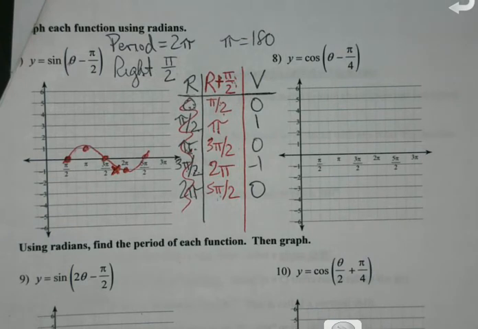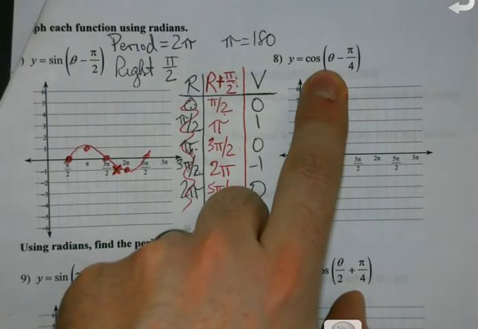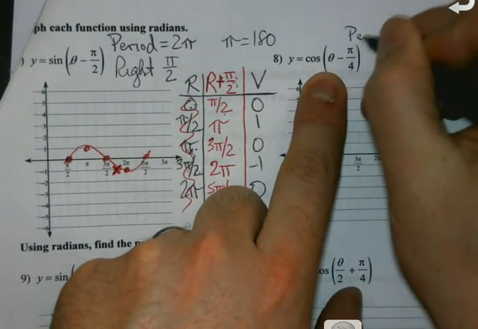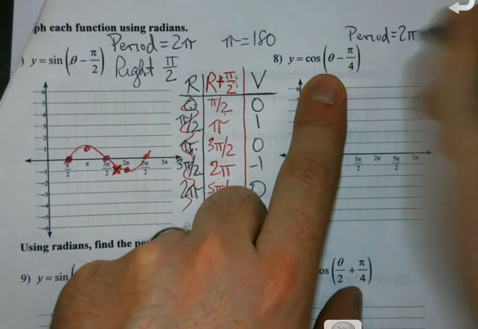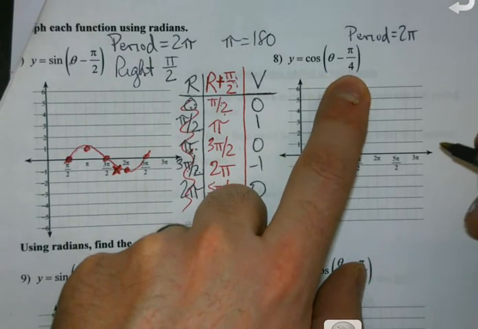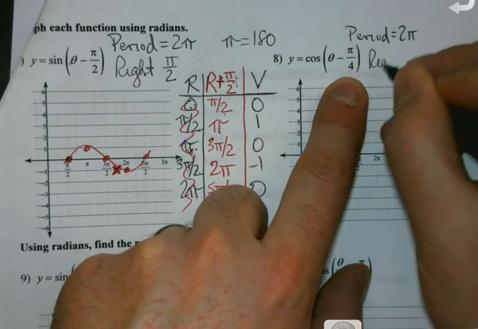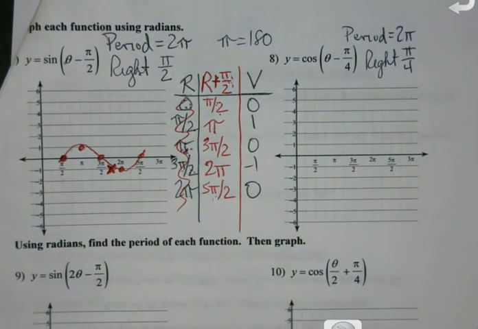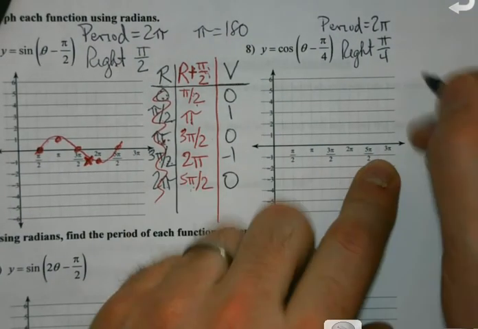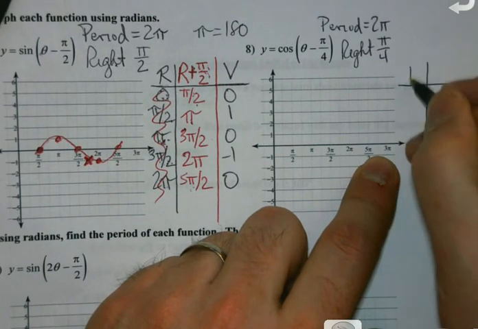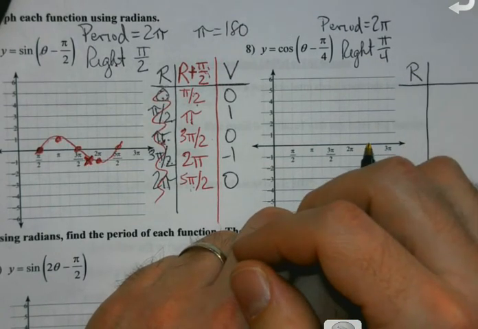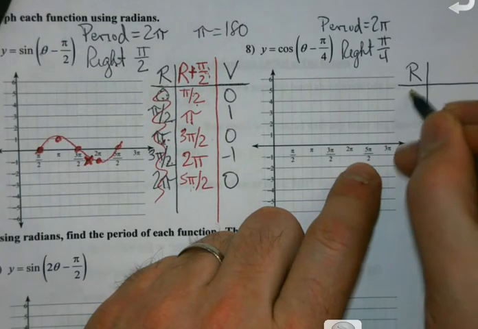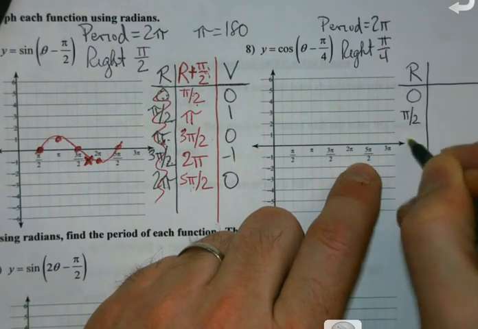So let's do one more kind of back this way, and then we'll start adding some pieces to it. Okay. No period change. Period is still 2 pi. What's my shift going to be? Right, pi over 4, or 45 degrees. So I take a peek, and I say, okay, again, my regular old radical way of doing things. Here's what I'm always starting with.